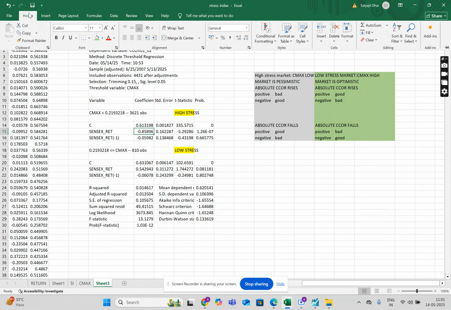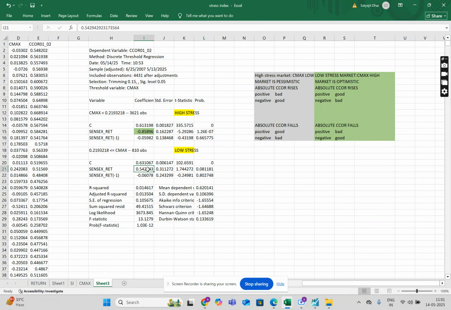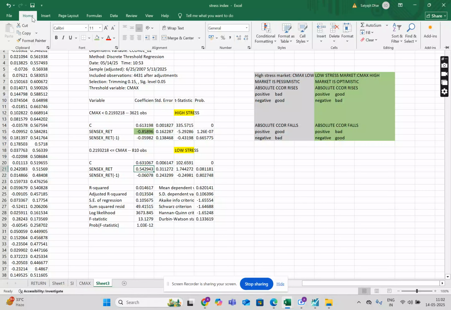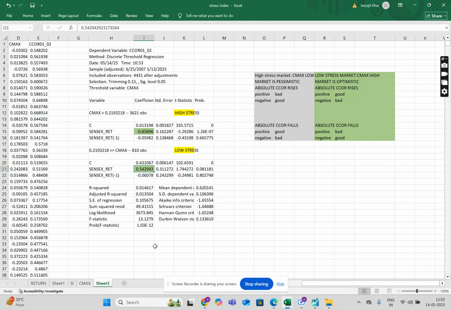So when my market is doing bad and my conditional correlation is falling, that is a very good thing, because when my market is doing bad, I would expect that my conditional correlation falls, that my asset goes away from the market. And when the market is doing good, I will expect that the conditional correlation rises, which is happening here. Right? This is a positive coefficient. That means my conditional correlation rises with the change in the stock prices of the market. So that is again a good thing. So this shows that it is a good asset for us. Okay. So our asset is a good asset.